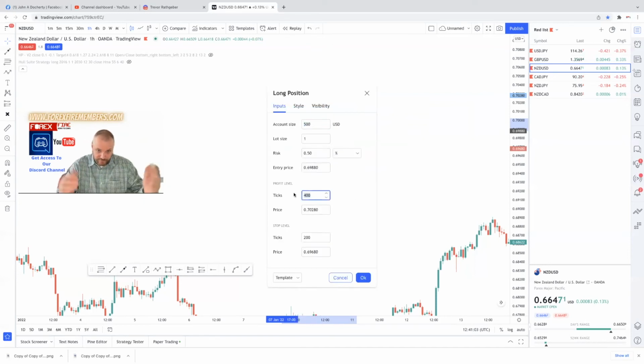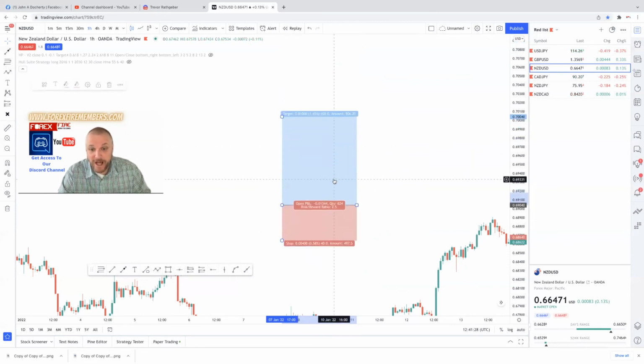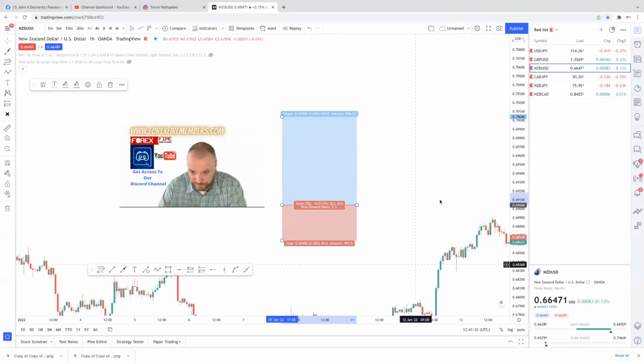So again, profit level, 1,000 ticks. Take away the last number, it's giving you 100 pips of movement. Stop level, let's go 400. Take away that last number, the 0, it's going to give you 40 pips. Okay, and that is how you do the measurement from ticks to pips.